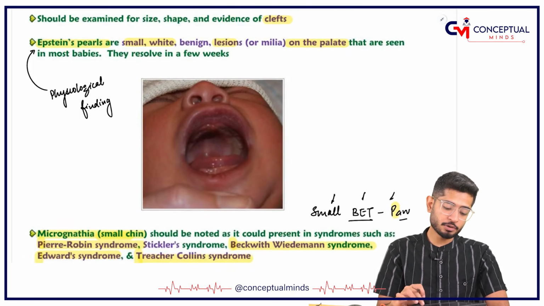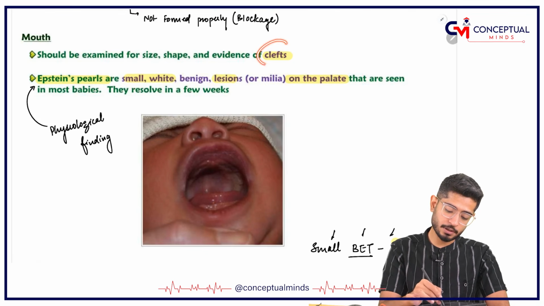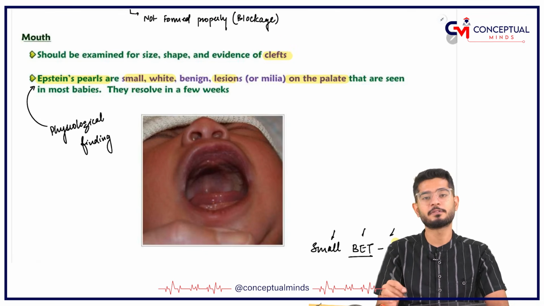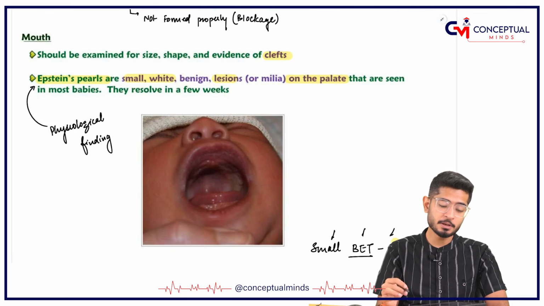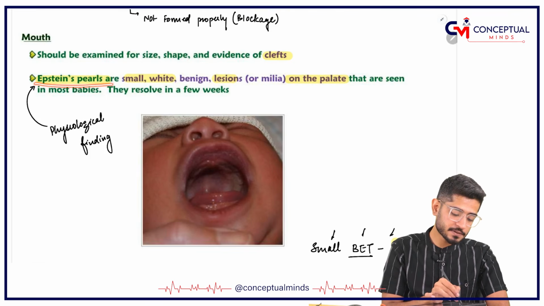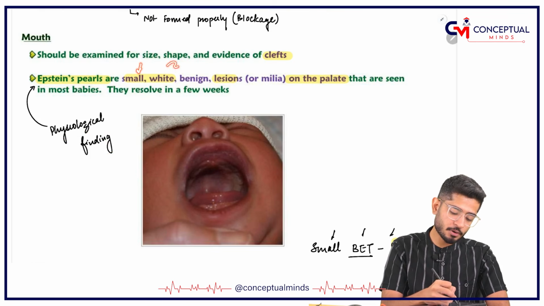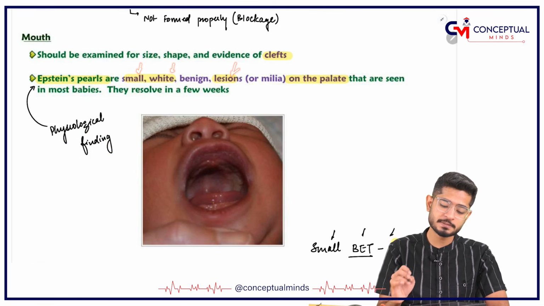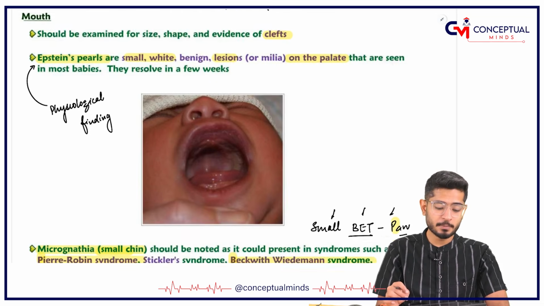Alright. Coming on to mouth. Now in the mouth, of course, the main issues are the cleft palate and the cleft lip. Whereas there is something which is called as 𝗵𝗵𝗵𝗵. That's a physiological finding, which is a small white lesion present on the palate. This is called as 𝗵𝗵𝗵𝗵.